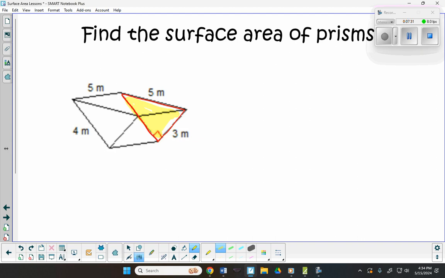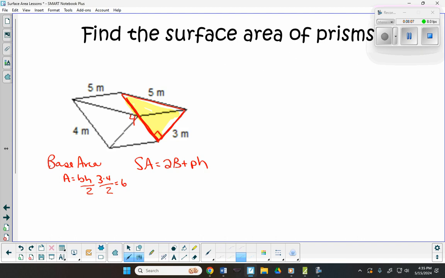So formula, surface area is 2b plus ph. So base area. Now because the base is a triangle, area equals base times height divided by 2. Now keep in mind the base and the height are perpendicular. So it's the sides that are perpendicular. So you have a 3, and then you have this side right here, which is 4. So it would be 3 times 4 divided by 2, which again is 6.